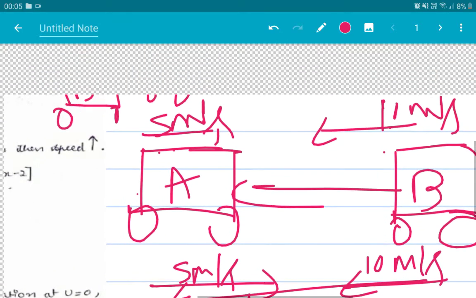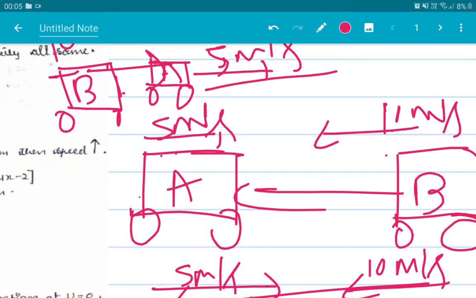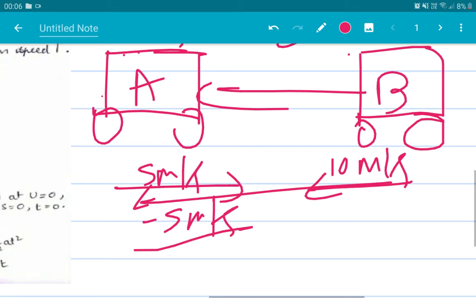But the point is, the acceleration here is given by my vehicle B to you. If the acceleration and speed of the body are in the same direction, then speed automatically increases. If it is in the opposite direction, as in this case, then definitely speed gets reduced.